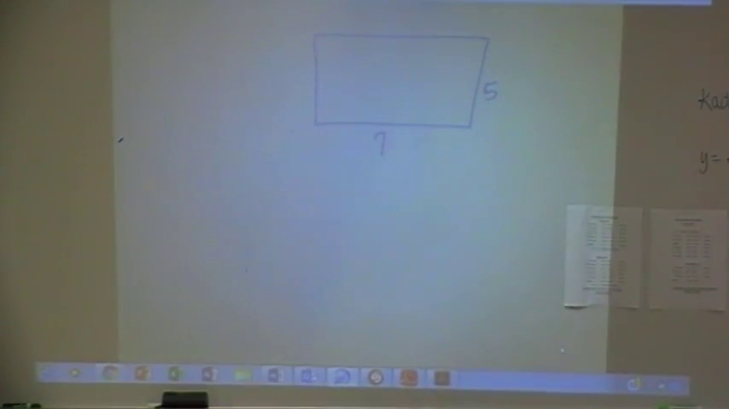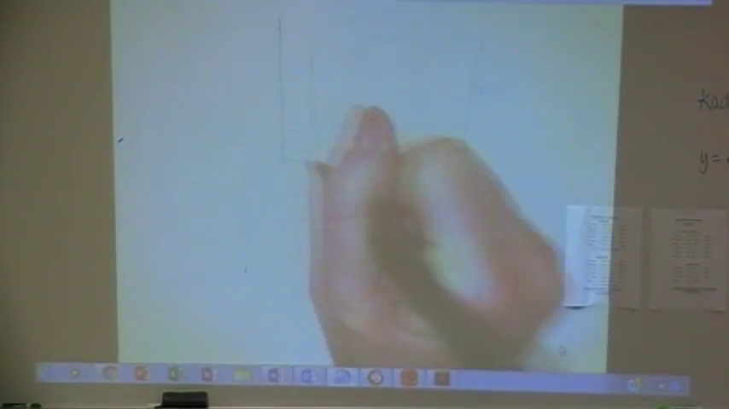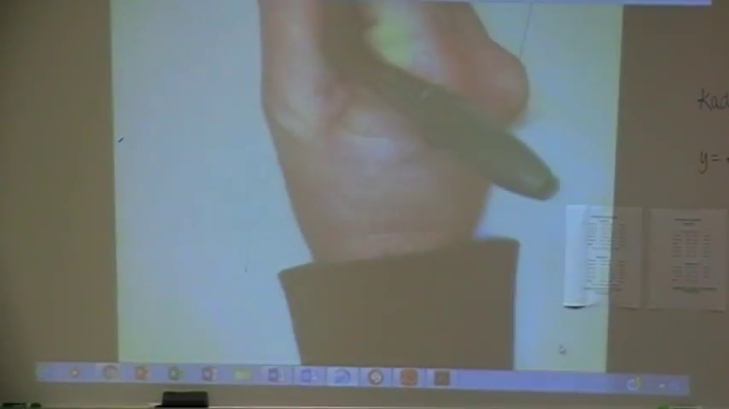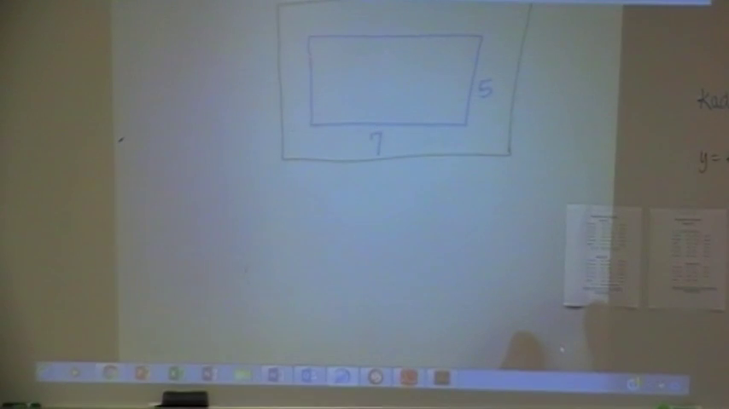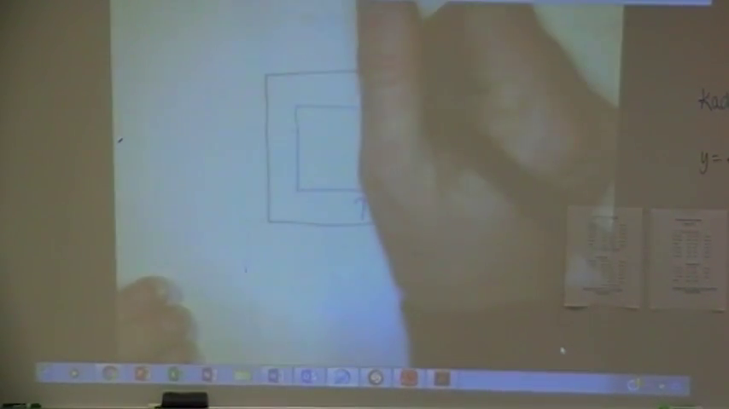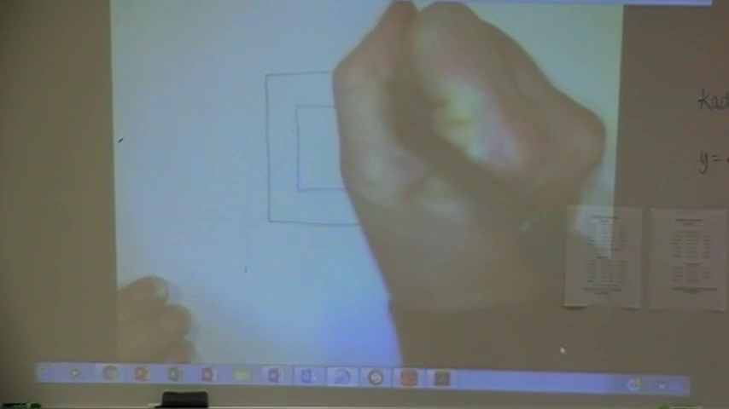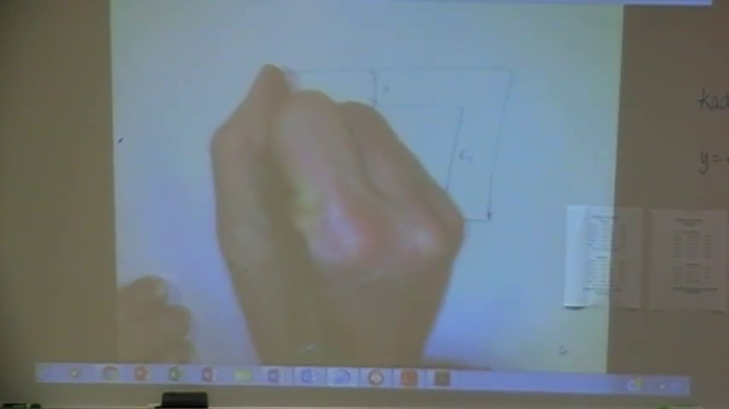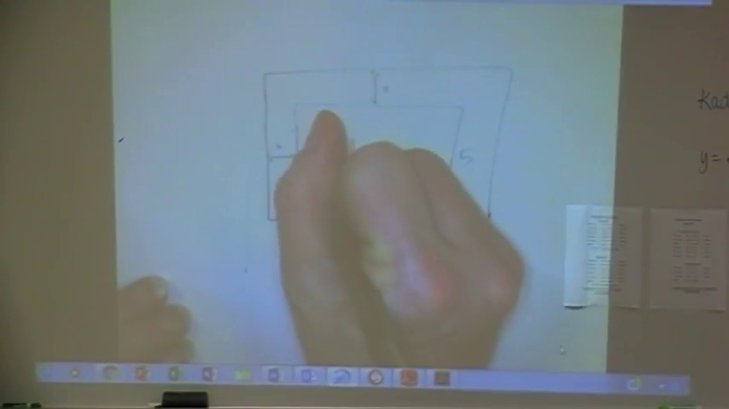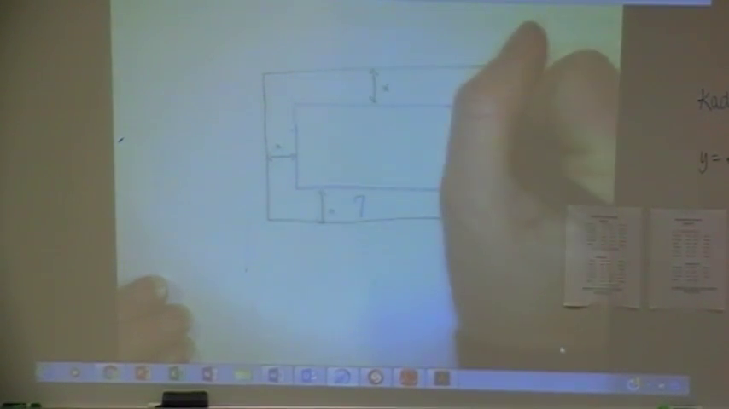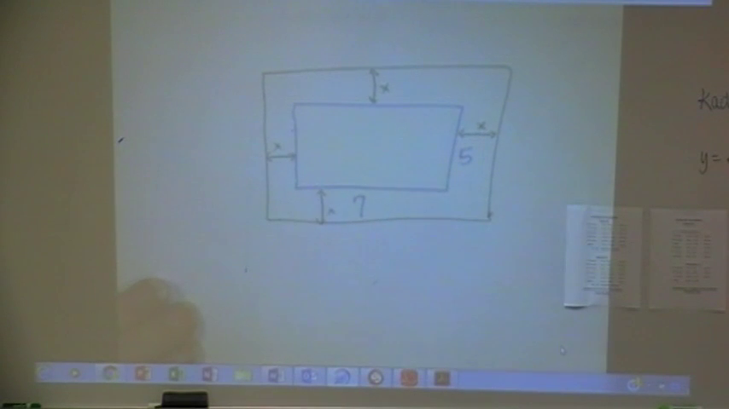And then it says it is surrounded by a sidewalk, so all the way around is a sidewalk, because the word surrounded means all the way around. That is X feet in width. So from here to here is X, and from here to here is X, here to here is X. Because the sidewalk is uniform, it's X feet all the way around.